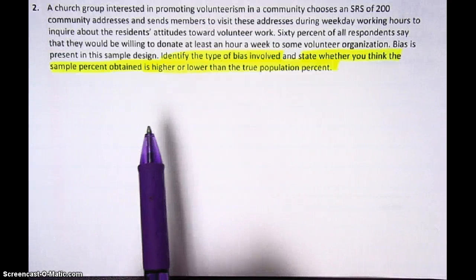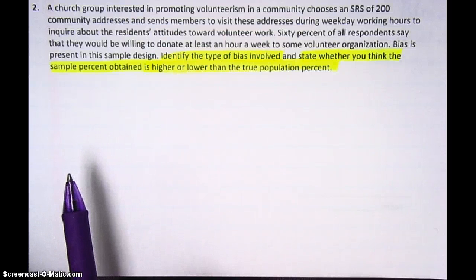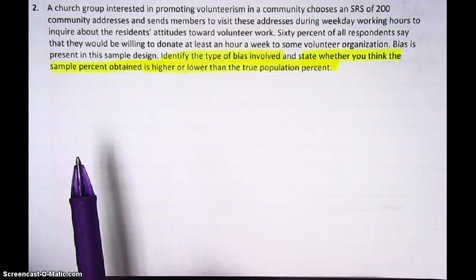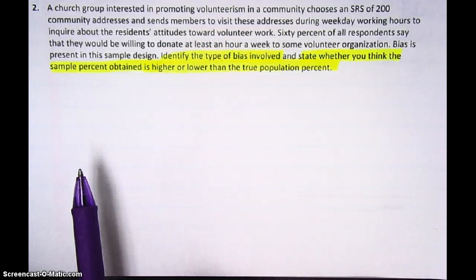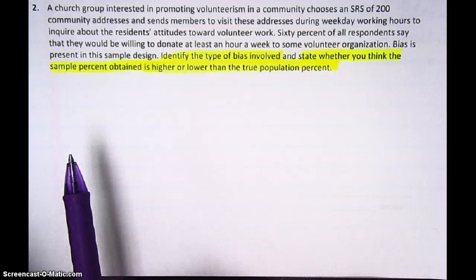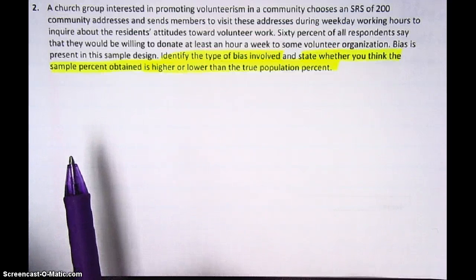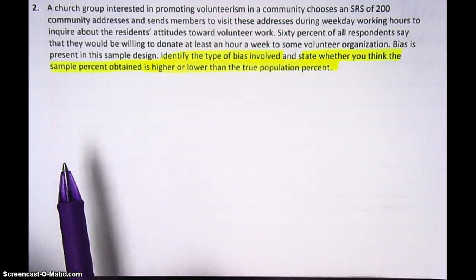Now, the scenario is this: a church group interested in promoting volunteerism in a community chooses an SRS of 200 community addresses and sends members to visit these addresses during weekday working hours to inquire about the residents' attitudes toward volunteer work. 60% of all respondents say that they would be willing to donate at least an hour a week to some volunteer organization. Bias is present in this sample design.